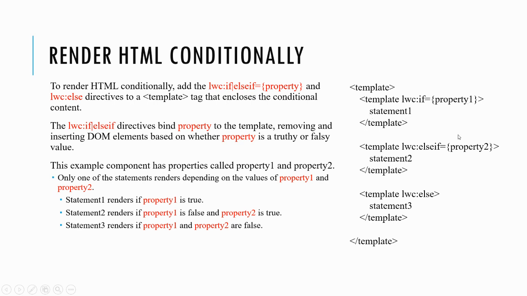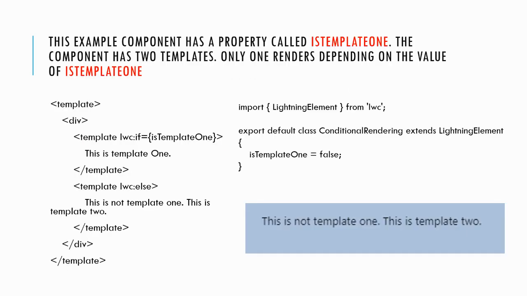Now let's suppose property1 is false and property2 is true, then it will show statement 2 in our HTML template, or you can say in our web browser. If both property1 and property2 are false, then it will simply go to the else block and then to HTML statement number 3. So with the help of lwc:if and lwc:elseif, we can achieve this if, else if, else ladder, which every programming language offers to us. We can do the same here also.